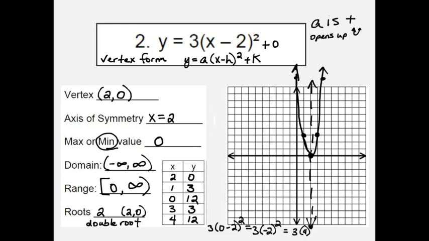So that's an example of how to graph from vertex form. You find the vertex, find the axis of symmetry, the minimum and maximum value, and then find some roots, plot some points.